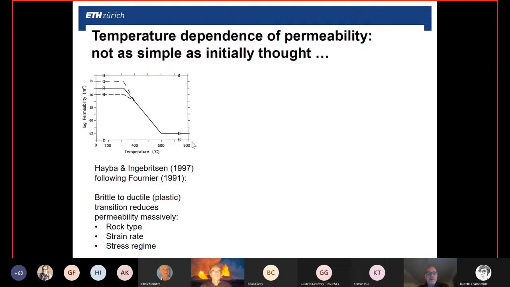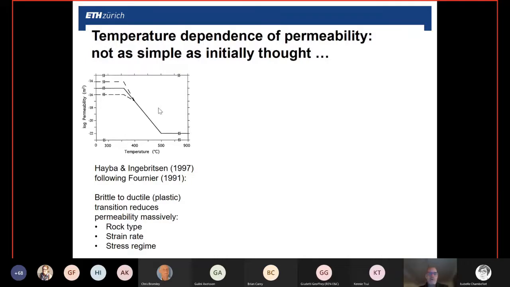So this is temperature, this is log permeability, and if you have a porous medium subject to heating and some normal crustal strain rates, you're supposed to see something like this, up to about 360 to 400 degrees C for quartz-rich rocks. You have a more or less constant permeability, and then this brittle to plastic transformation kicks in, and the permeability decreases until it's very, very low, basically impermeable.